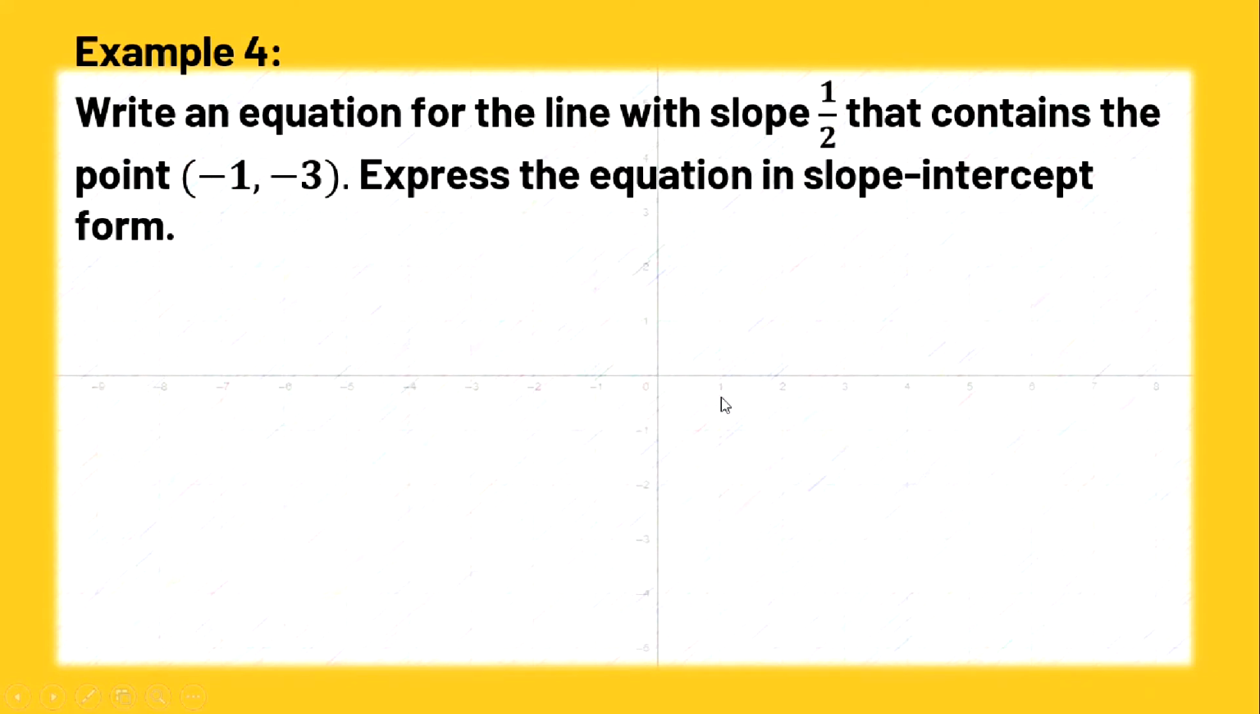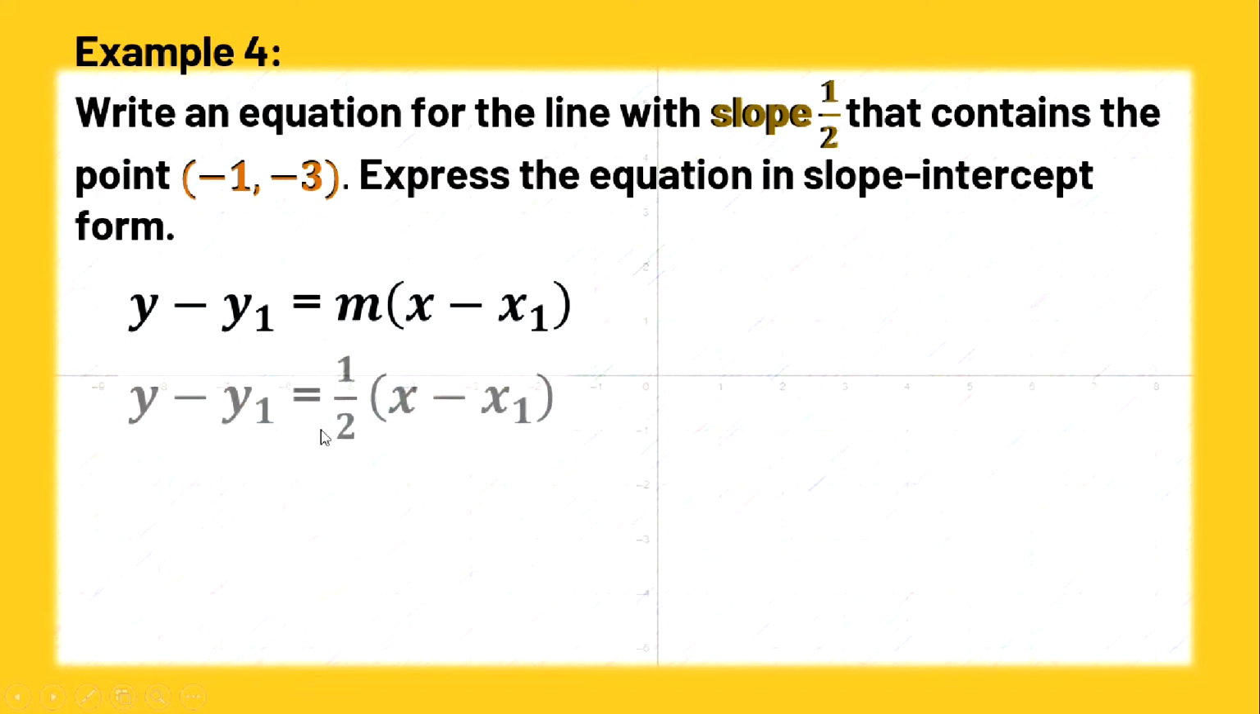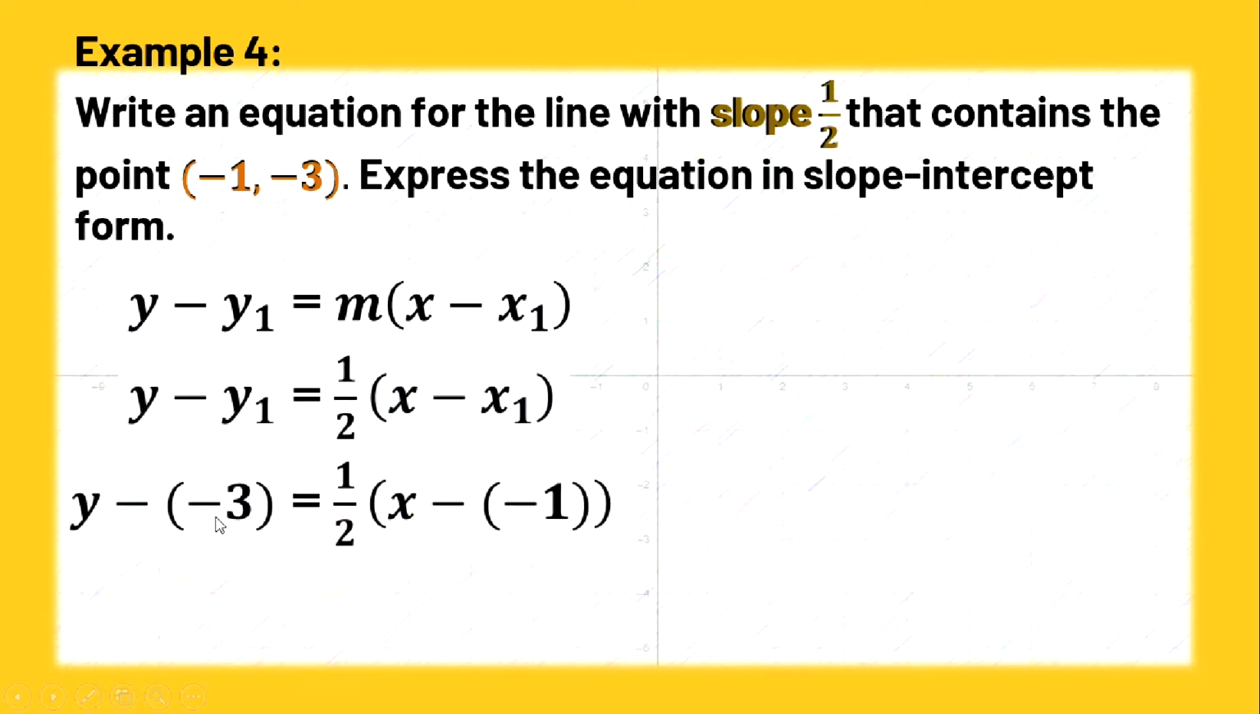Next example, write an equation for the line with slope 1/2 that contains the point negative 1, negative 3 and express the equation in slope-intercept form. So we have the point slope form, y minus y sub 1 equals m times the quantity of x minus x sub 1. Then, substitution lang tayo, the slope and the given coordinates. So we have now y minus negative 3 equals 1/2 times the quantity of x minus negative 1. So we have y minus negative 3 is y plus 3 equals 1/2 times the quantity of x plus 1.